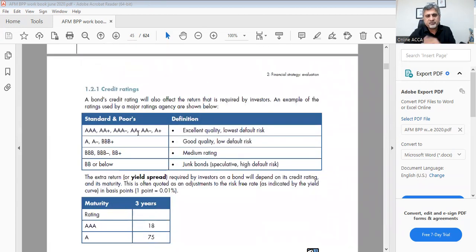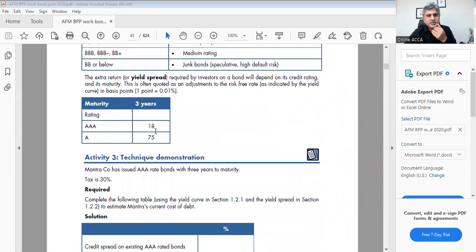So these are some credit ratings. You will go through that. Maturities, AAA, 3 years. You see what is happening here? It says basis point, yield spread. Yield spread means the difference between the risk-free rate and the actual yield. For example, the risk-free rate is, say, 5%. So this would be actually 5.18% it is offering, and this is actually offering 5.75%.